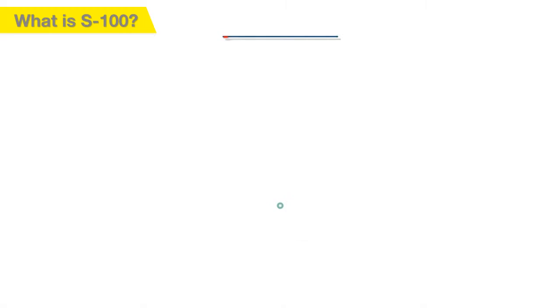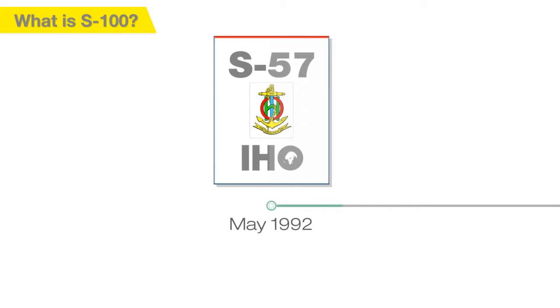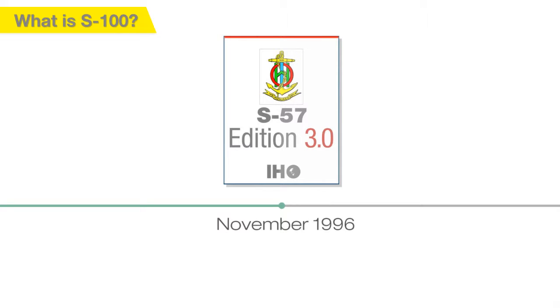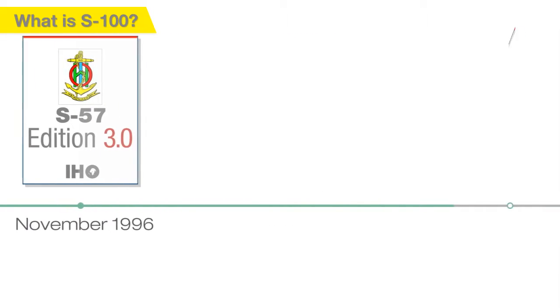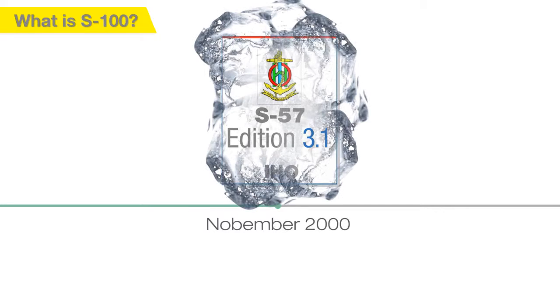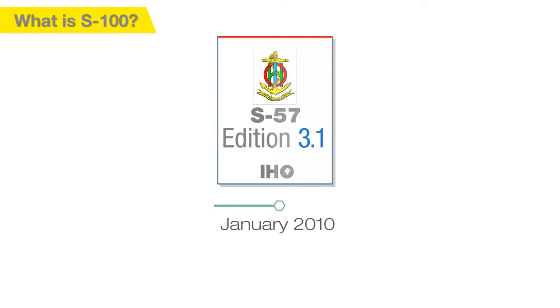Since S57, the previous standard of S100, had been formally adopted in May 1992, S57 Edition 3.0 and S57 Edition 3.1 were released in 1996 and in 2000 respectively. After that, in order to avoid confusion on ECDIS, equipment operated on the sea, more editions became prohibited. Instead, IHO introduced the concept of supplements.